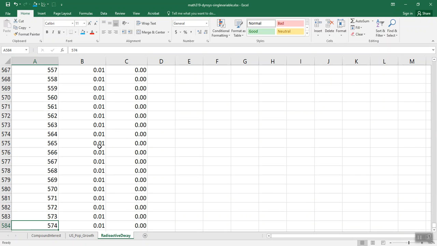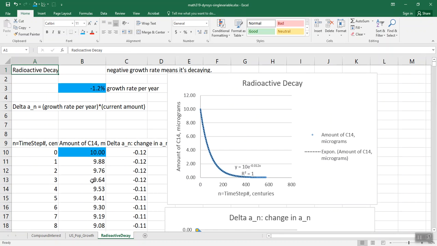So if we go way out here, we've gone past lots and lots of half-lives, and we have a lot less than we started with. Carbon-14 is only good for dating things up to a few tens of thousands of years, because after that it decays too much. To date things that go back farther in time than that, you need other radioactive elements that don't decay as quickly.